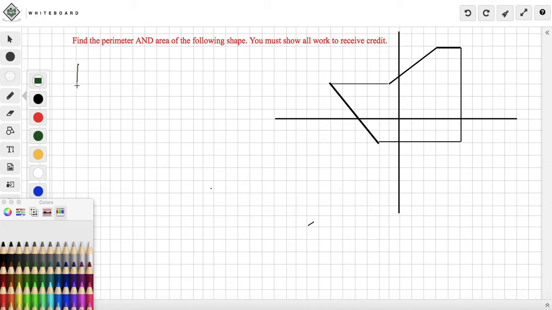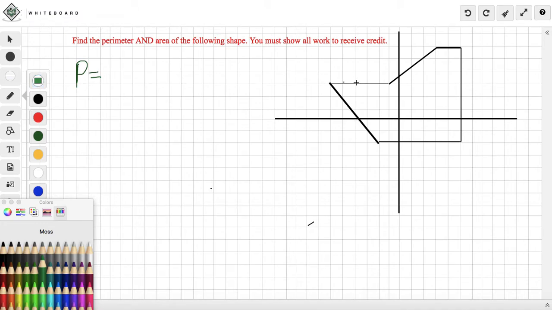So perimeter, remember for perimeter, we're just going to have to add all our sides together. So let's find our perimeter first, see what we can do. Now, one thing we got to remember is that if we can count, we should count. So in this one, let's count the sides that we can count. Since they didn't give us any numbers, we can assume that each square is 1 unit.